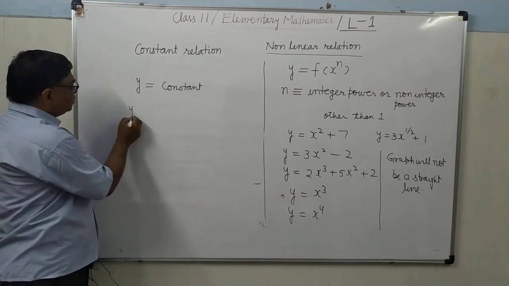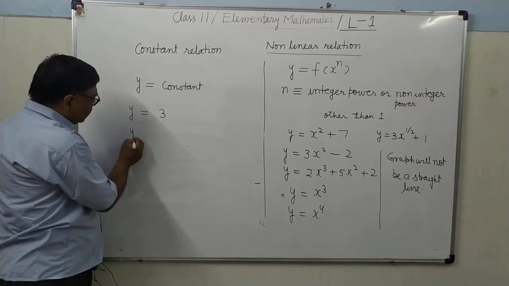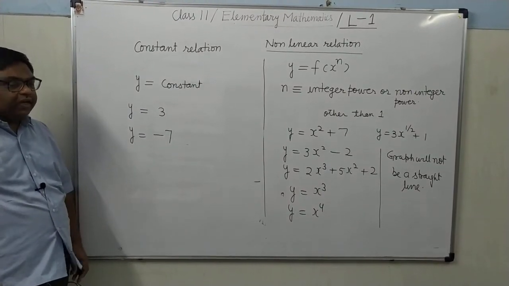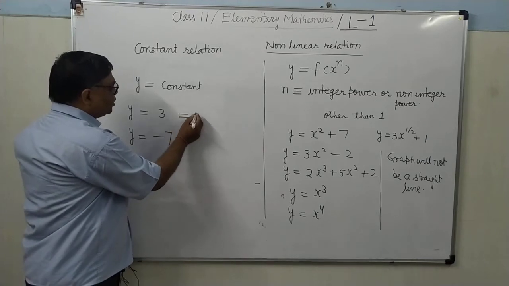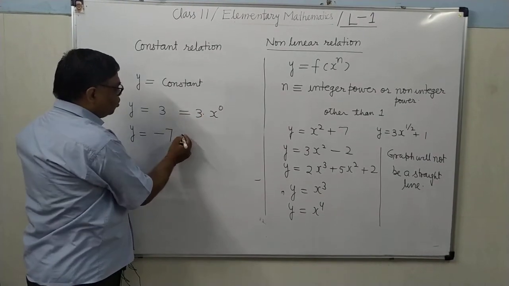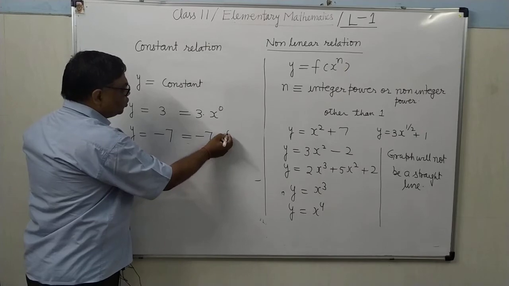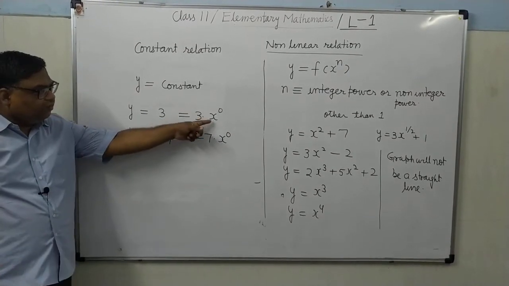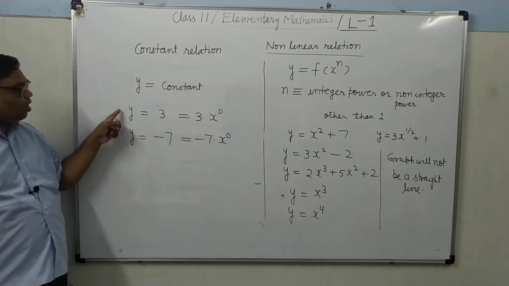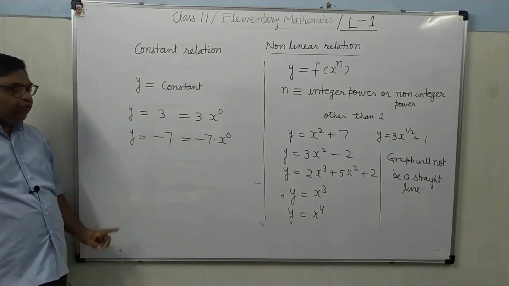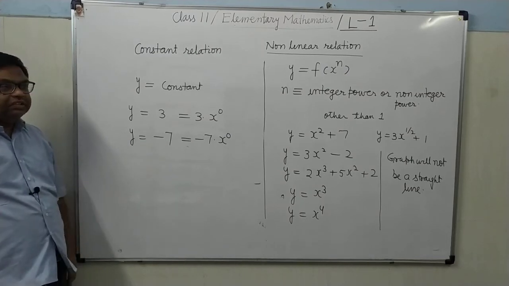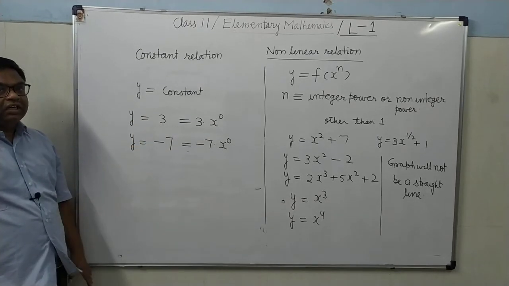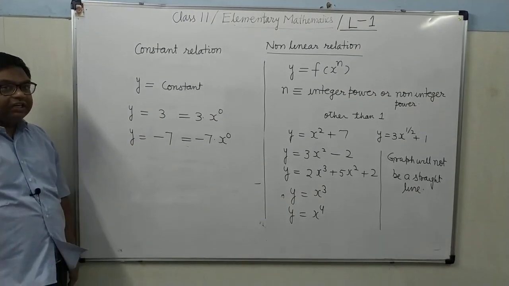That is, y equals 3. Y equals minus 7. Here there is no term of x. So how can you make the term of x here? 3 into x to the power 0. This is minus 7 into x to the power 0. X to the power 0 is 1. Now you take any value of x. The value of y will always be 3. The value of y will always be minus 7. Whatever be the value of x, the value of y will be fixed. Is it clear? This is known as a constant graph.